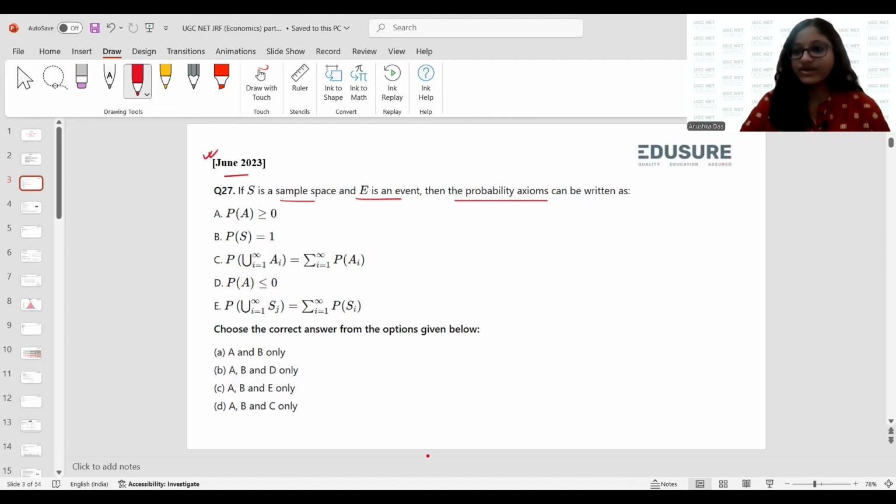Now, in our lecture videos, what we have discussed is that there are 3 definitions of probability. There are 3 ways in which you can define probability. The first approach will be known as the classical approach. The second approach will be the frequency approach, which is also known as the statistical approach. And the third will be the axiomatic approach.